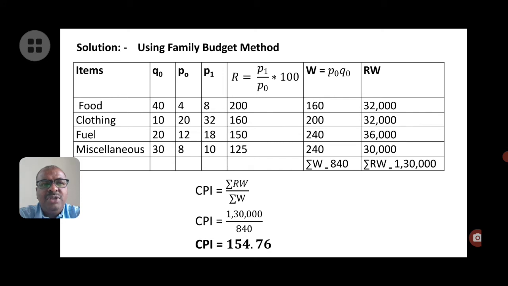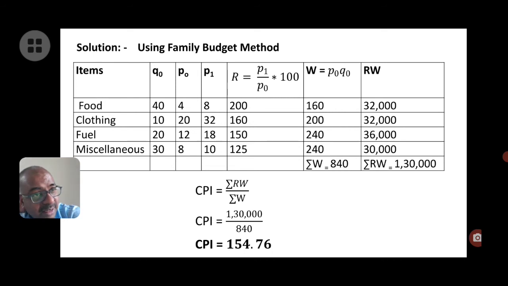So R is equal to P1 divided by P0 into 100. P1, which is 8, divided by P0 4 into 100. So that is 200 when simplified. 32 divided by 20 into 100, which is 160. 18 divided by 12 into 100, 150. 10 divided by 8 into 100, which is 125. So we have found out R for each and every item.